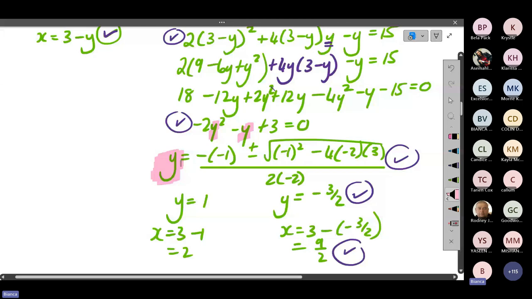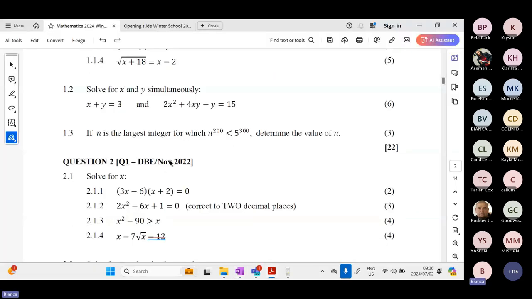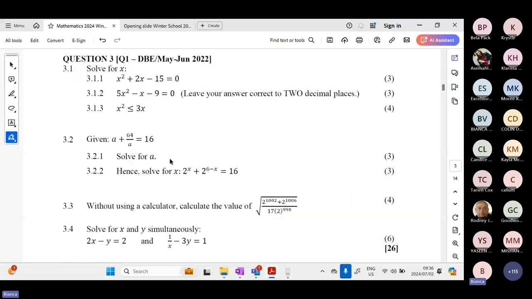So, question on page 2 again. Question 2. Actually, no, because there's a mistake on that one. Let's just get this right so that no one makes a mistake. I'm going to project it for you. Okay, go to page 3. Look at question 4. This one over here. Page 3, question 4.